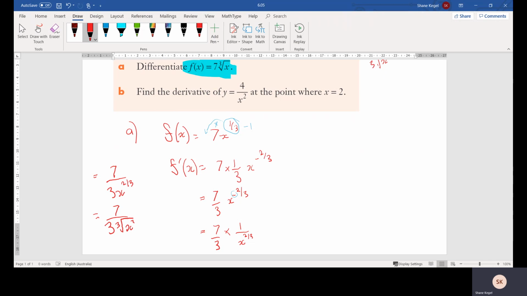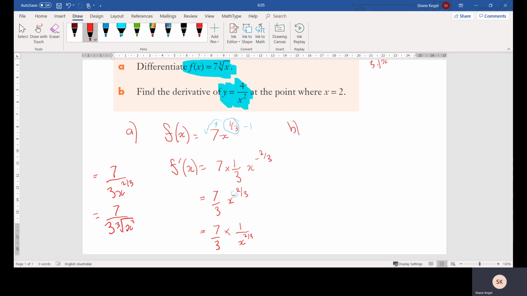So a bit complex there. That's a pretty nasty question, to be honest. So let's have a look at part B. We want to find the derivative of this function at the point where x equals 2. So first of all, we're going to have to find the gradient function, or derive this function, and then set x equal to 2 in that function.